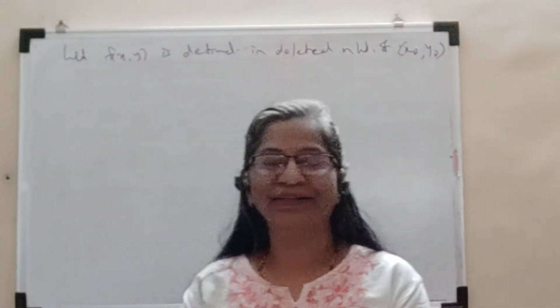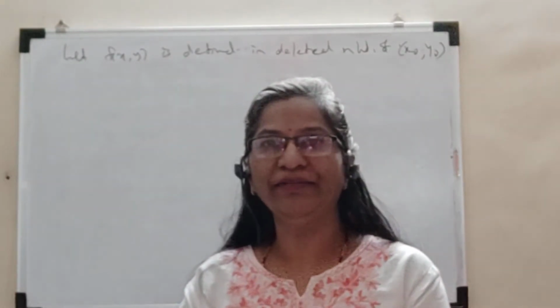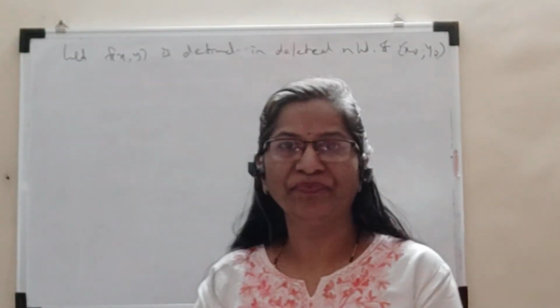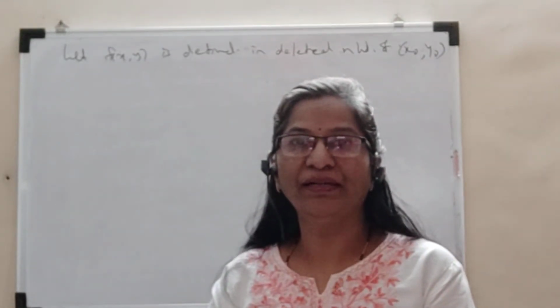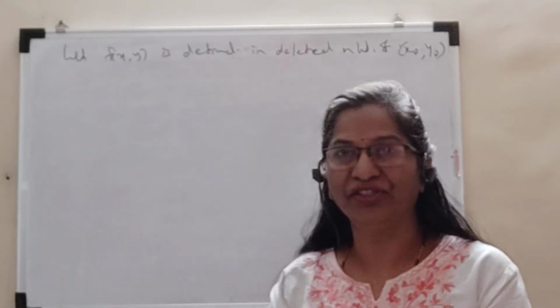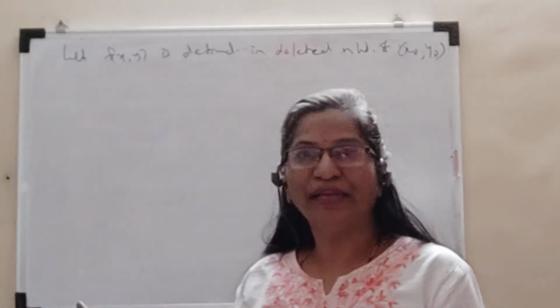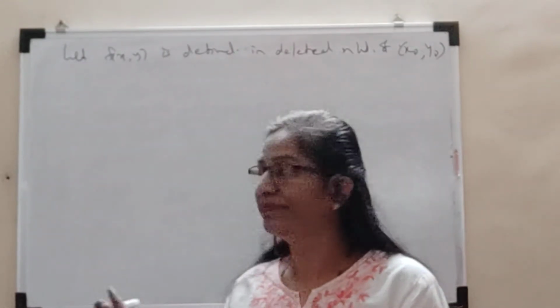Hello everyone. In the last lecture we discussed the definition of limit for a multivariable function. In this lecture we are going to solve some examples by using the Epsilon-delta definition of limit of a multivariable function. Before going to the examples, first of all we revise the definition of limit.